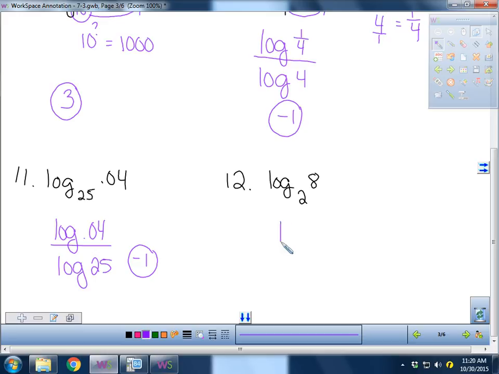And same thing on this one. If you change to a base 10, you have log 8 divided by log 2. You could also think 2 to what power equals 8, and that would be 3. I could plug it in either way into the calculator, and it's going to give me 3. All right, so that's how you find the value of a log.